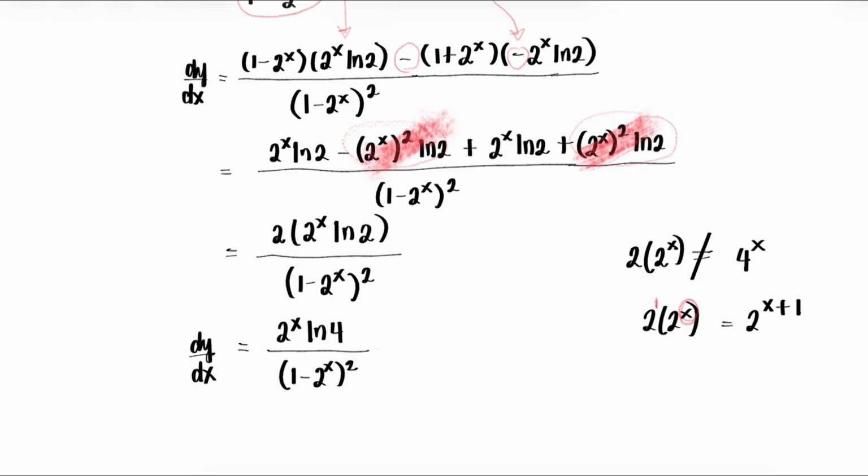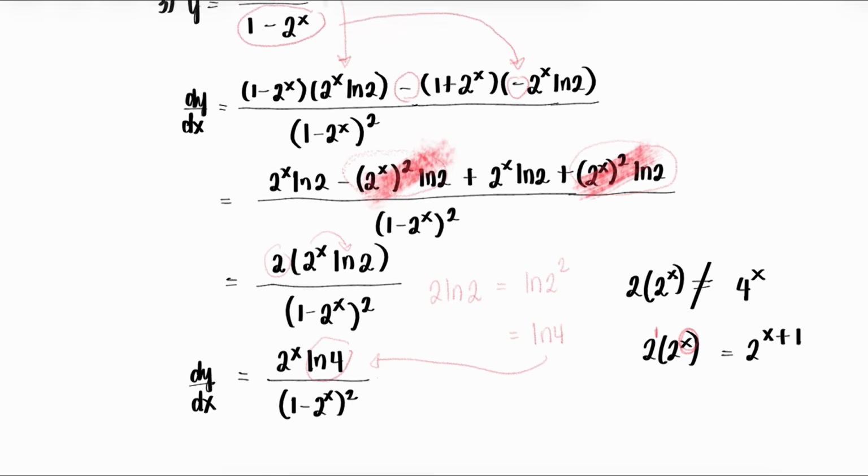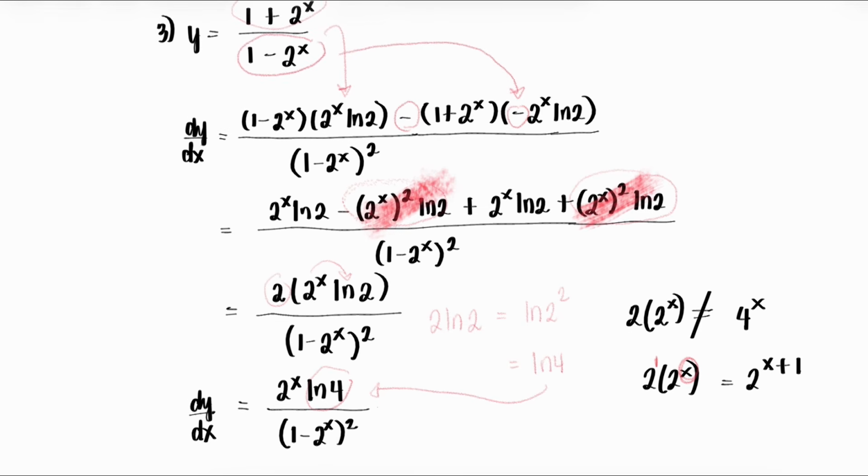Now why is it ln of 4? Because in this part right here, we can write this as 2 ln of 2. And 2 ln 2 is equal to ln of 2 squared, and ln of 2 squared is equal to ln of 4. That's why we have ln 4 right here. Okay, so that's laws of logarithm and exponents in combination. So you always have to remember the laws of logarithm and exponents if you're dealing with exponential and logarithmic functions.